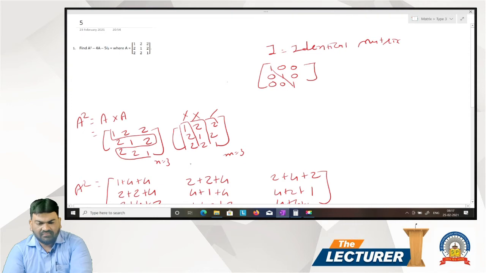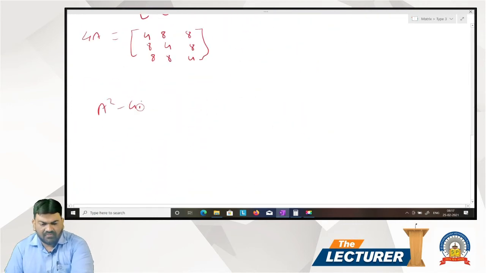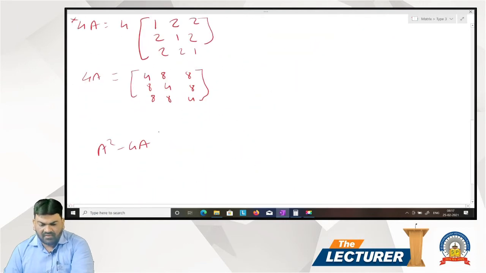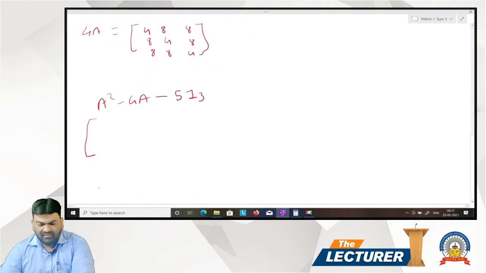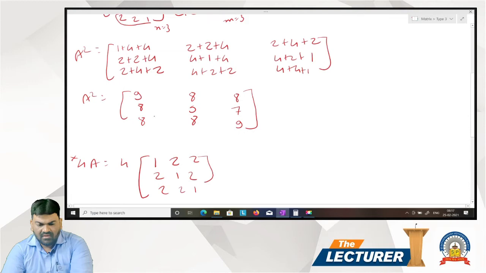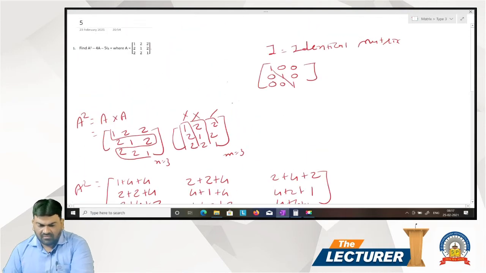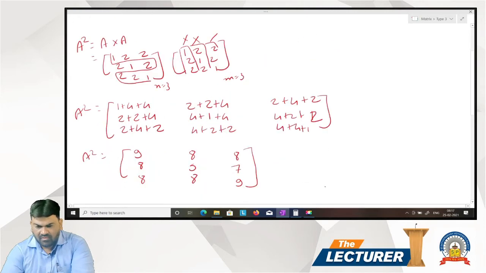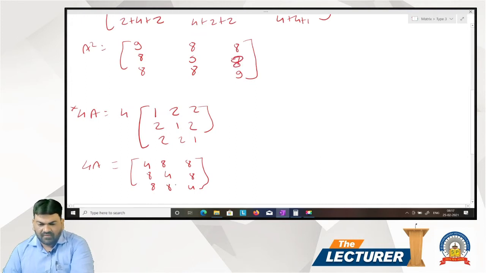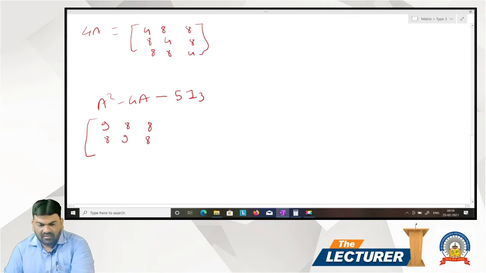Now we have to find A square minus 4A minus 5I3. A square is 9 8 8, 8 9 8, 8 8 9. While checking, 2 multiplied by 2, 4; 2 multiplied by 1, 2; 1 multiplied by 2, 2; sum is 8, so here it is 7, not 8. Okay. So A square is 9 8 8, 8 9 8, 8 8 9.